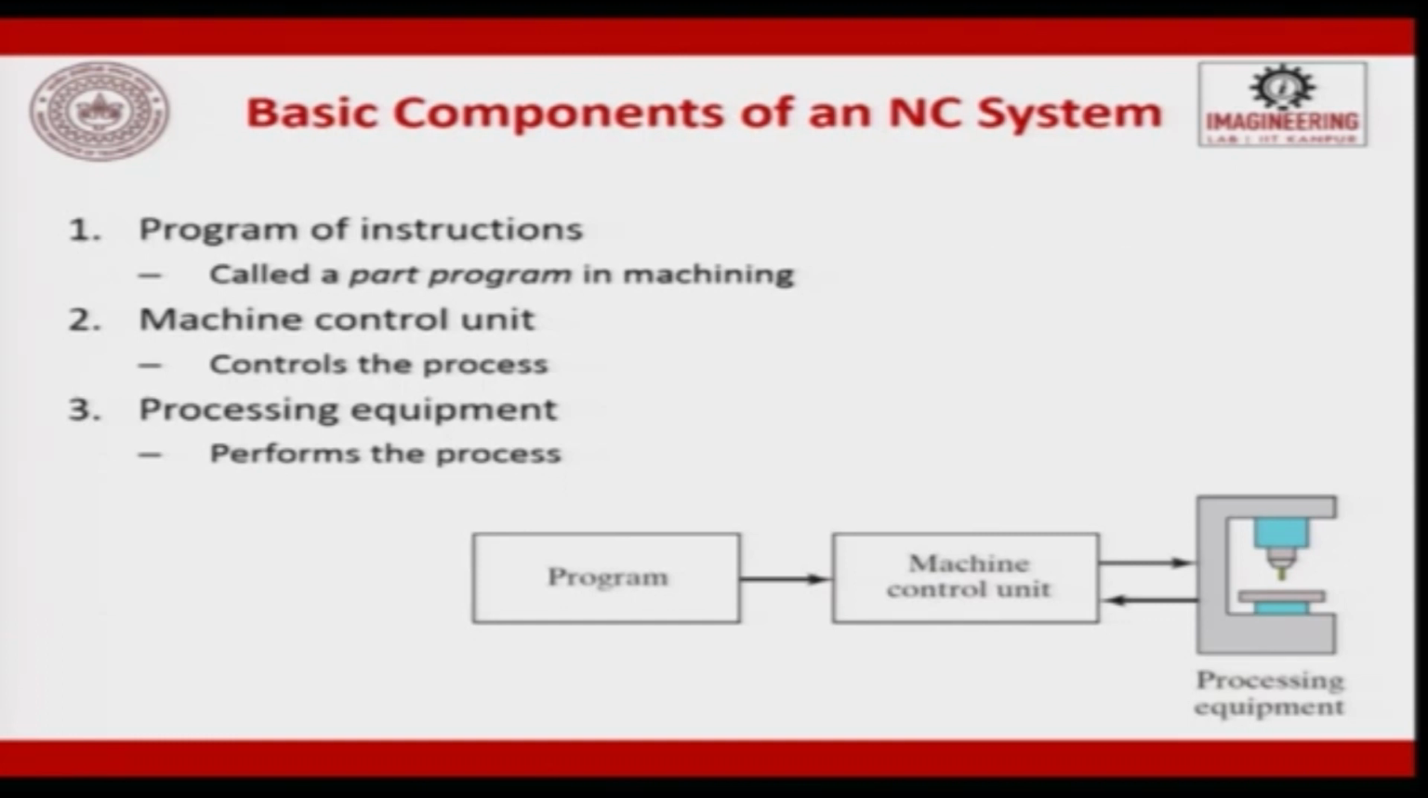What are the basic components of an NC system? There are three basic components. One is the program of instructions. So, basically called a program, a part program in machining. So, this is the first basic component, a program of instructions. So, here is a program. In programs you will always have letters, numbers and symbols, and this is used by the controller which is used in the machine control unit. Okay.